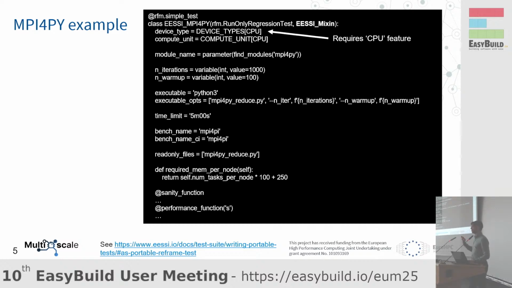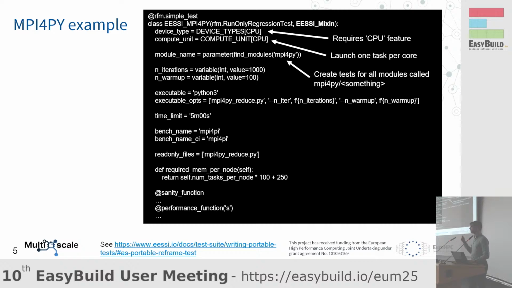This test class then just declares what it needs, right? So this says I need a CPU to run. I want to launch 1 task per core. I want to run this test for every module that's named MPI for pi / something, right? So if you find multiple modules, I want to create multiple test instances. Then there's a bunch of standard Reframe code.